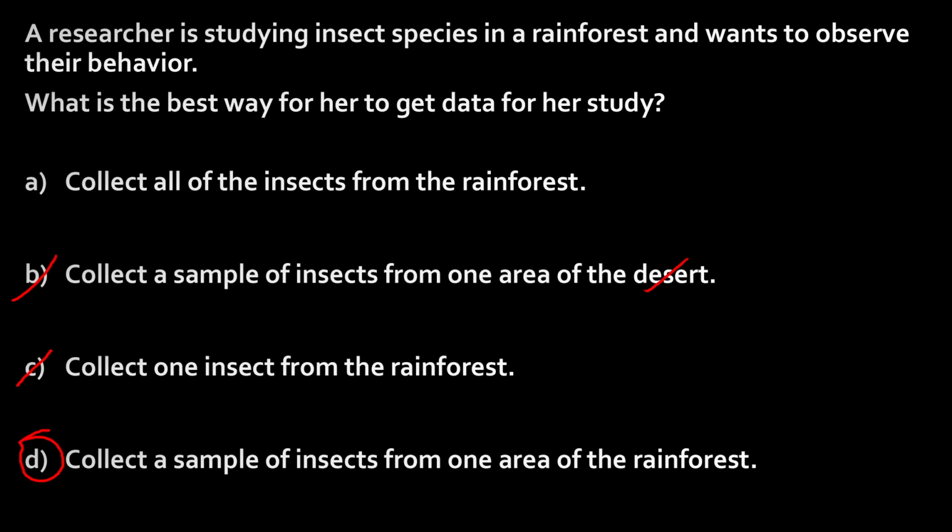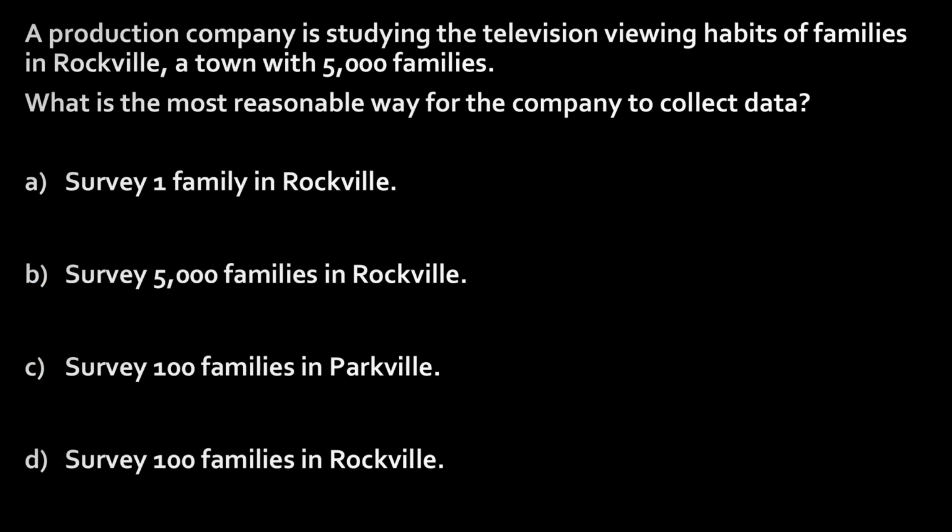Our next question says that a production company is studying the television viewing habits of families in Rockville, a town of 5,000 families. What is the most reasonable way for the company to collect data? There are 5,000 total families. Obviously, you don't want to survey all 5,000 because that would take you forever. That is a lot of people to try and get a hold of and sample.